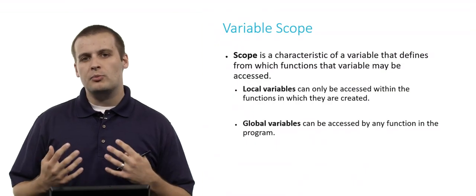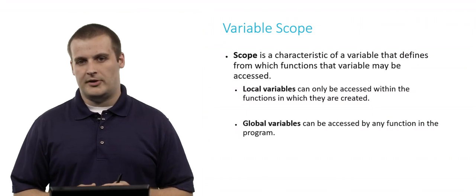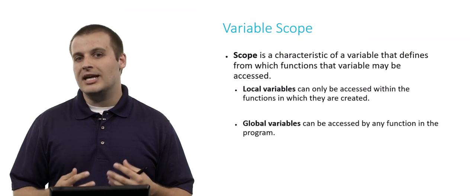As you start working with functions, another thing is going to become really important to understand, which is the concept of variable scope. Scope is a characteristic of a variable that defines from which functions that variable can be accessed. There are two primary scopes in C: local variables and global variables. Now, local variables can only be accessed within the functions in which they're created.